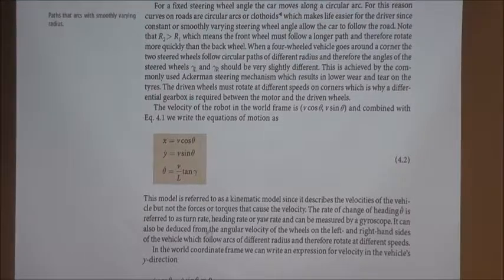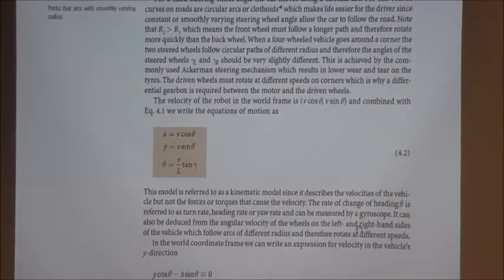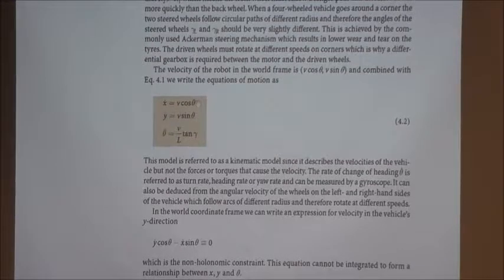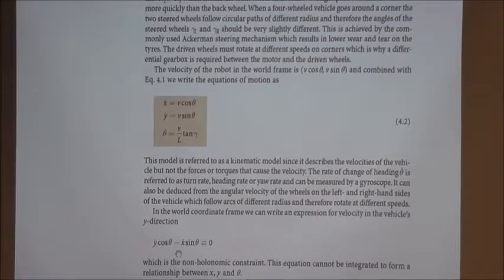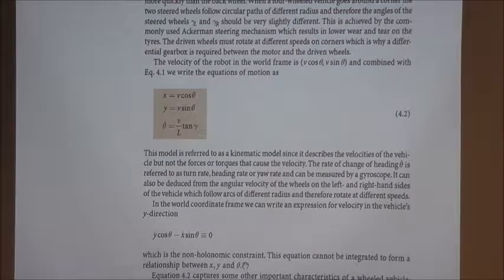It can also be deduced from the angular velocity of the wheels on the left and the right hand side of the vehicle, which follow arcs of different radius. If I divide this equation by this equation, y dot over x dot is going to be equal to cosine theta divided by sine theta. The velocity will get cancelled out. This equation shows up. This equation is called a non-holonomic constraint.